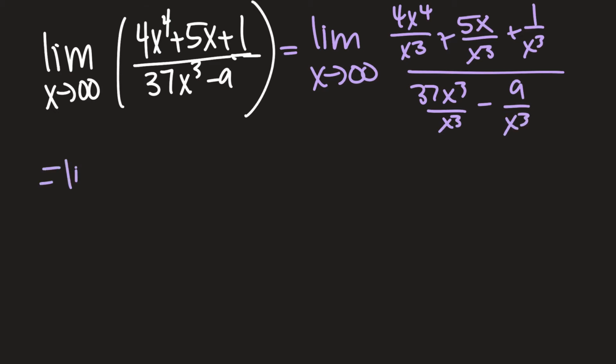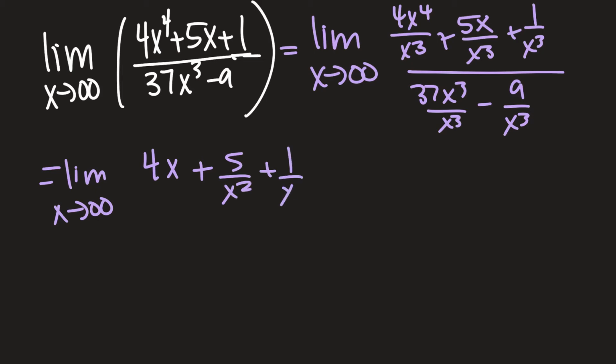And then we'll simplify the limit as x approaches infinity of 4x plus 5 over x squared plus 1 over x cubed, over 37 minus 9 over x cubed. So then we can evaluate this limit. Now here is the thing.